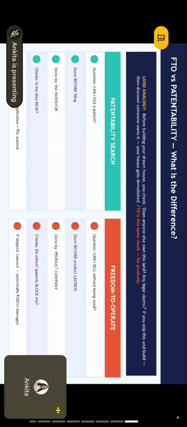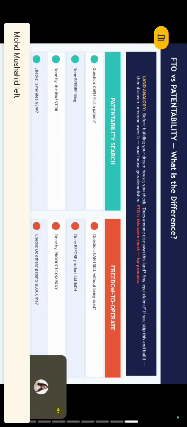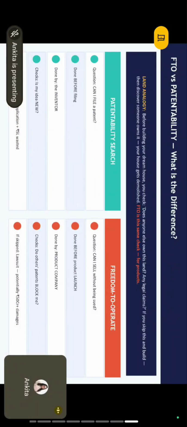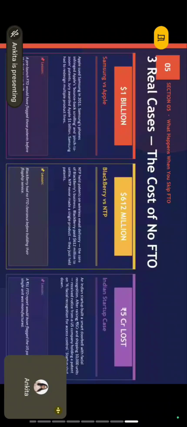But if I'm talking about freedom to operate, here I'm not going to patent anything. I just make a product and I want to sell it in a market. But before launching that product, I want to know whether my product infringes someone's patent or not. Or whether any patent will block me in future. Because if it happens, it will lead to a huge damage. I'll have to pay so much amount to the company whose patent I infringe. So these are the two different types of searches.